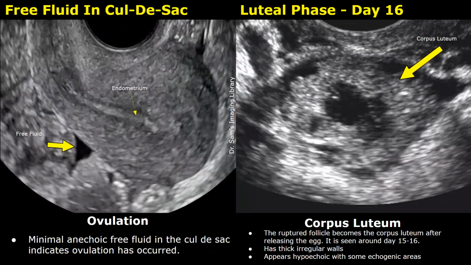A small amount of free fluid in the pouch of Douglas or the cul-de-sac is also a sonographic sign of ovulation. You will find a small anechoic fluid collection behind the uterus. The image on the right shows a corpus luteum on day 16 of the cycle. This corpus luteum has thick, irregular, echogenic walls and a hypoechoic center.